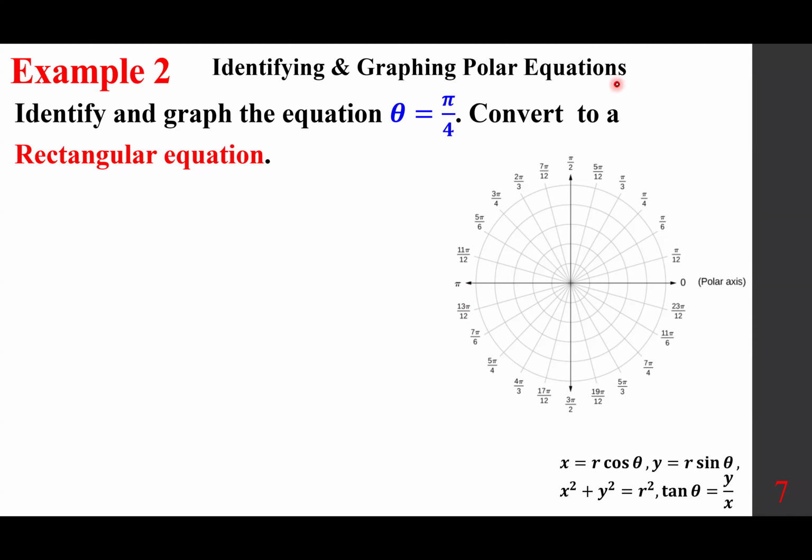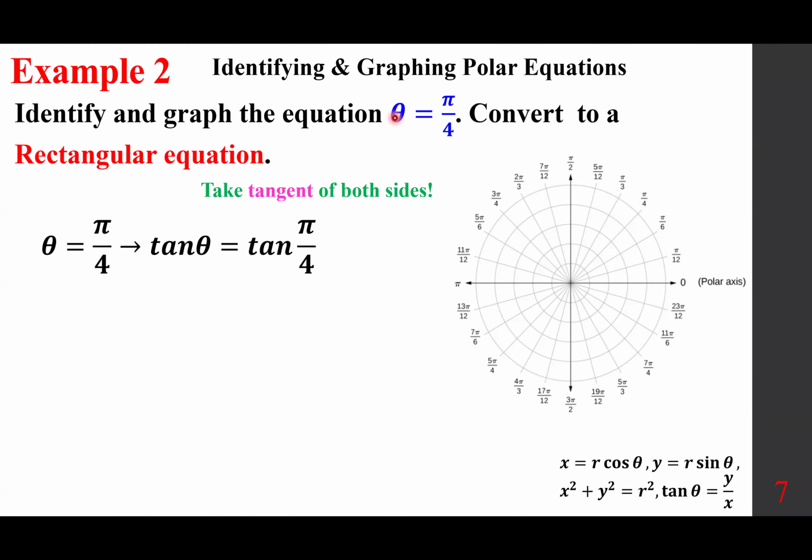Identifying and graphing polar equations. Identify and graph the equation theta equals pi over 4, and convert it to a rectangular equation. Again, reminding you of what we have seen before. What happens when you have theta equals a fixed number? Here's the technique: take the tangent of both sides. So tan of theta becomes tan of pi over 4.